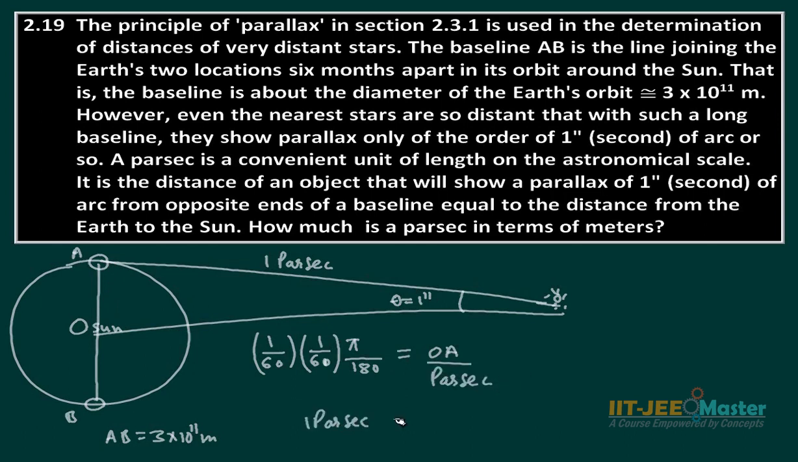1 parsec will be equal to OA into 60 into 60 into 180 upon pi, where OA is 3 into 10 to the power 11 by 2, and it comes out to be nearly 3 into 10 to the power 16 meter, and this is the answer.